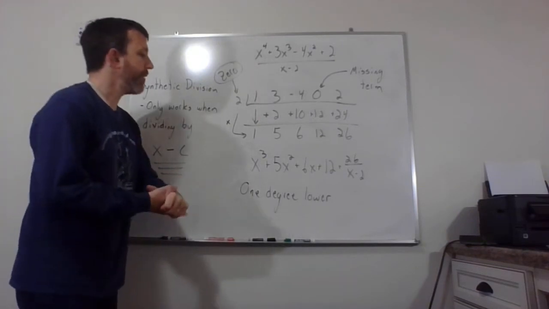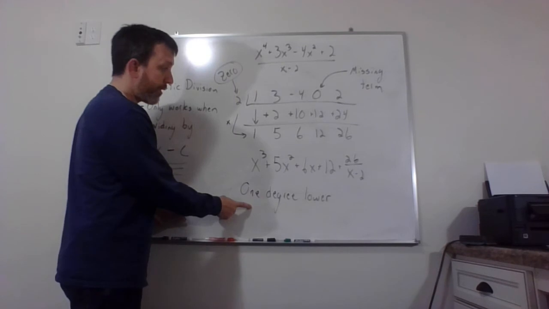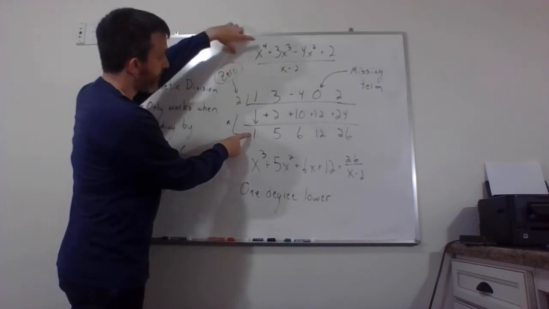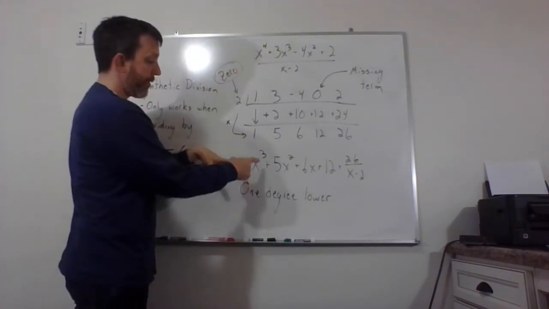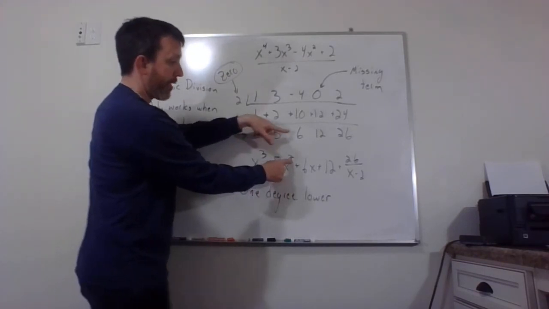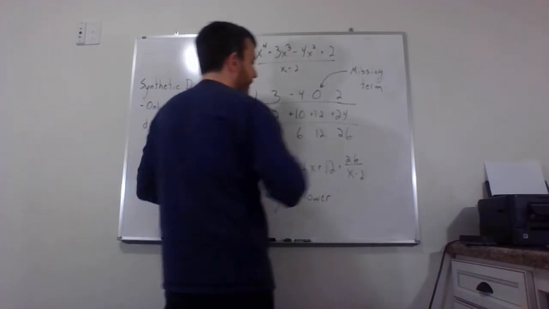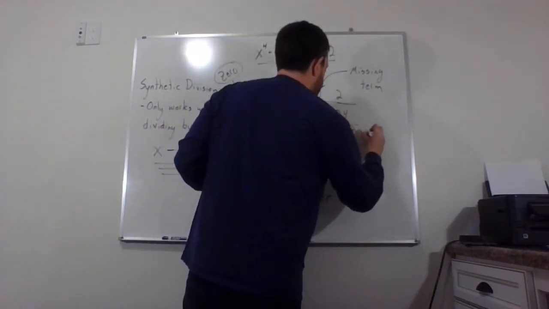But here's what we have. The answer then to the division problem starts 1 degree lower. So I have 1, and since my original problem had x to the 4th, this is going to be 1x cubed plus 5x squared plus 6x plus 12. And guess what? That makes the 26 my remainder.